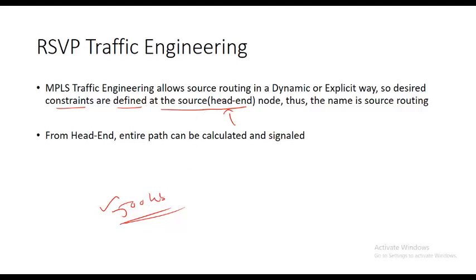So it is source routing. Traffic engineering using RSVP is source routing. From the head end, the entire path is calculated and signaled. I was telling you this very clearly in the previous class. It is the head end which is going to probe, and it is the tail end which is going to signal saying among these three paths, this is better.